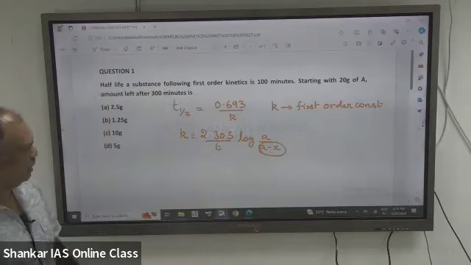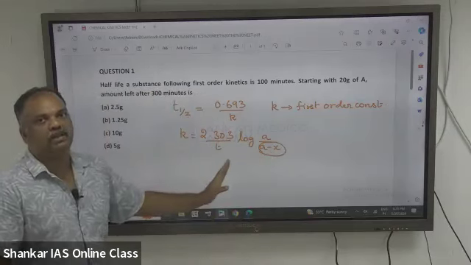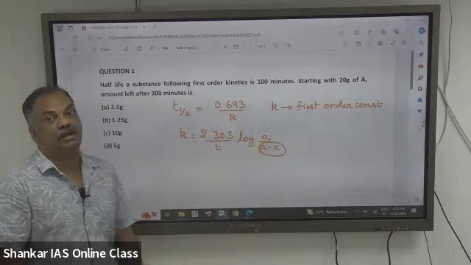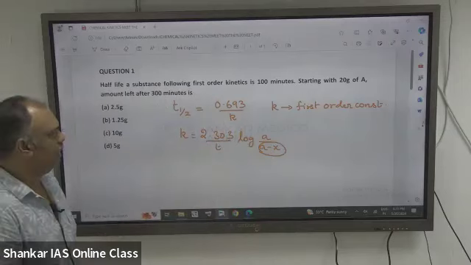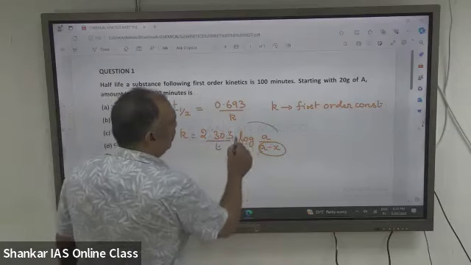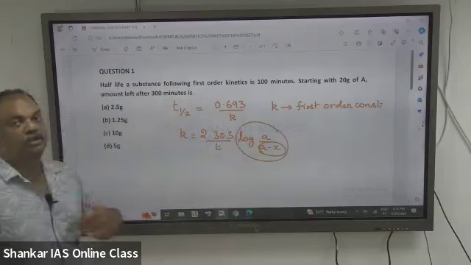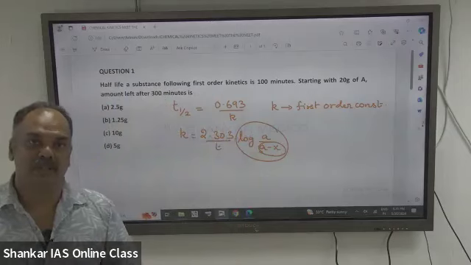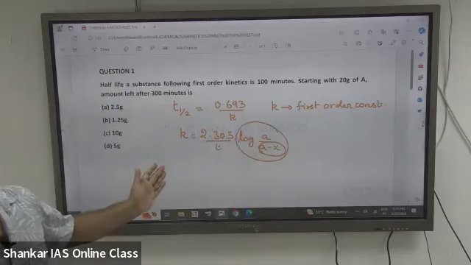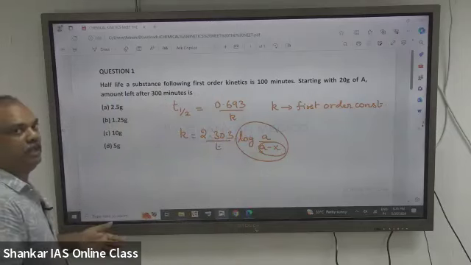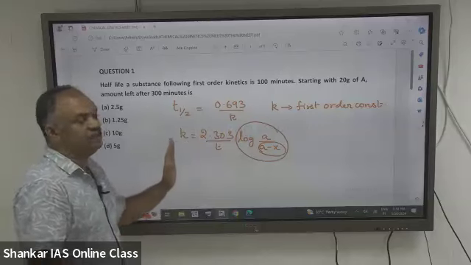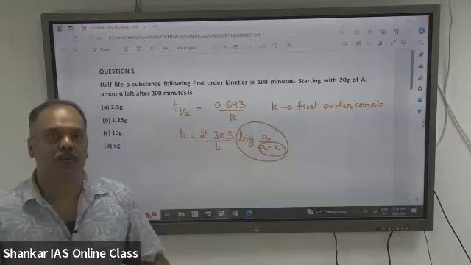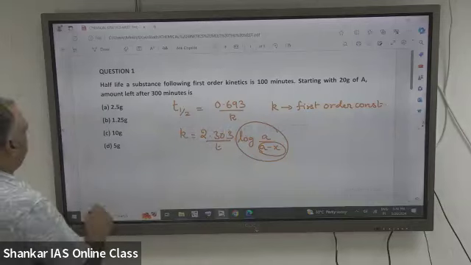Okay, but proceeding through this involves cumbersome mathematical calculations. For example, you have logarithms involved. So you should finally take out the anti-log of these things. So the process becomes tedious. We will see an easy way of solving this problem.